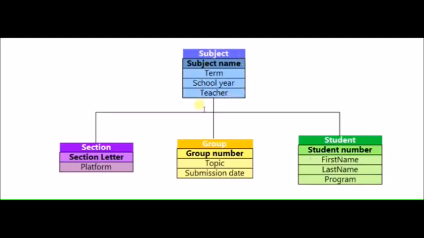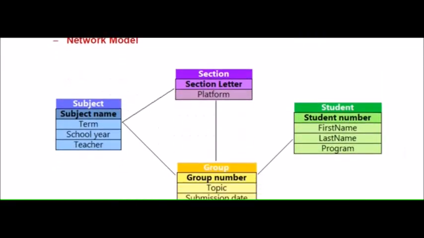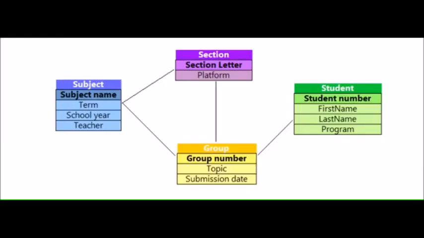At the top of the hierarchical model is the subject table, and below it is the section table, group table, and student table. For the network model, this will be the look of my database.